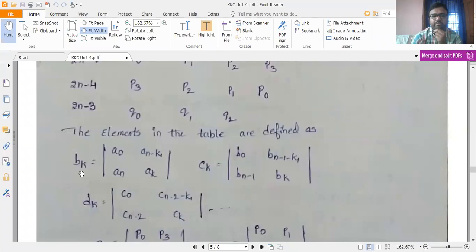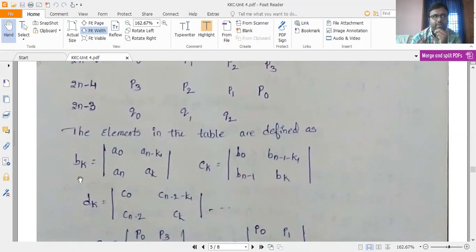That means if B0 has to be calculated, k is nothing but the 0 value. For B0, the k value is 0. Therefore, B0 is equal to A0, A n minus k. Let us suppose the order of the equation is 3, 3 minus 0 is 3. That means A0, A3, A3 and A0.